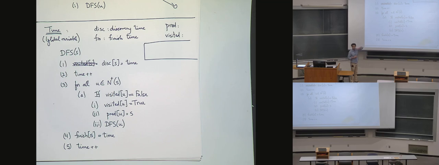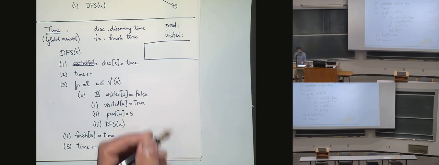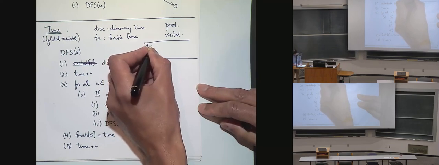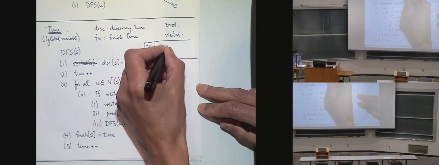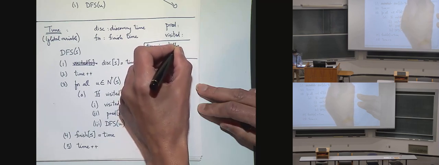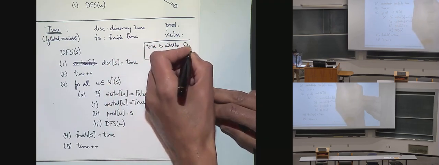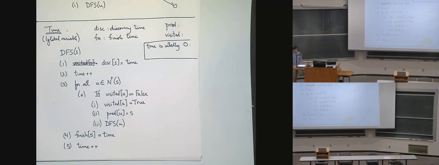Question, is time an actual wall clock timer variable, or could it be an integer counter? It's just an integer counter. So I'm just going to write these here, that time is initially 0. Because by now we've done enough of predecessor and visited, I'm not going to tell you that all of these things were initialized before everything began.